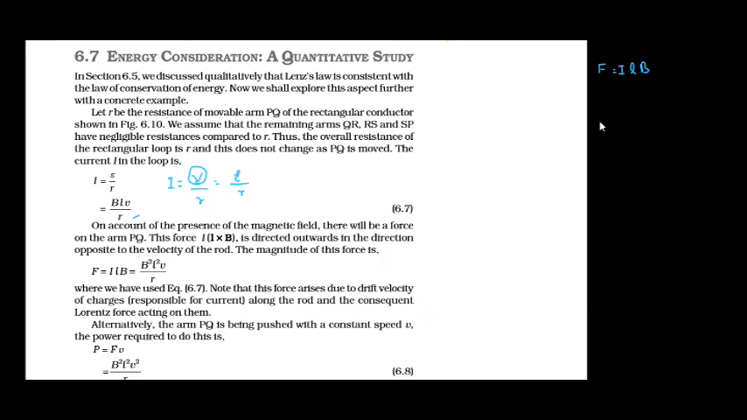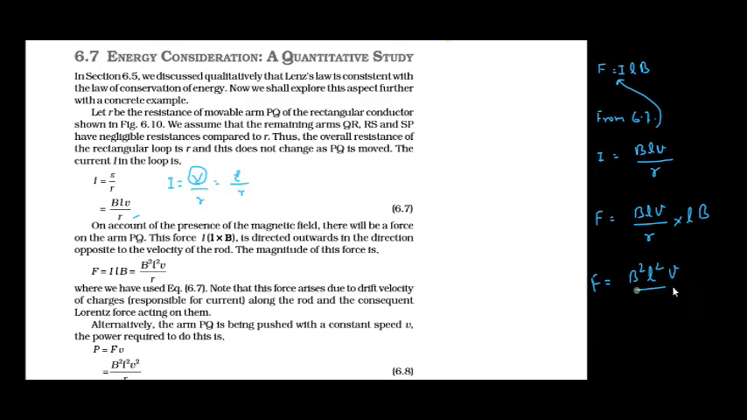From equation 6.7 we got I equals BLV upon R. Here R is the resistance. So putting this value here, F is equal to B L, instead of I we'll put BLV upon R, into L into B. So ultimately we got F equals B squared L squared V upon R.